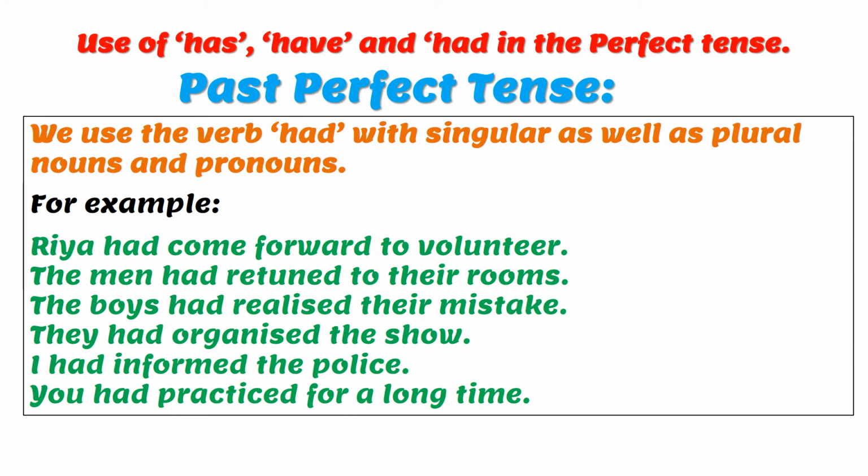In the past perfect tense, we use the verb had with singular as well as plural nouns and pronouns. For example, Ria had come forward to volunteer. The men had returned to their rooms. The boys had realized their mistake. They had organized the show. I had informed the police. You had practiced for a long time. So we see that whether the nouns are singular or plural, or there are singular pronouns or plural pronouns, we use the verb had in the past perfect tense.